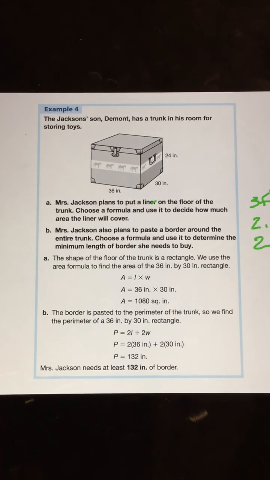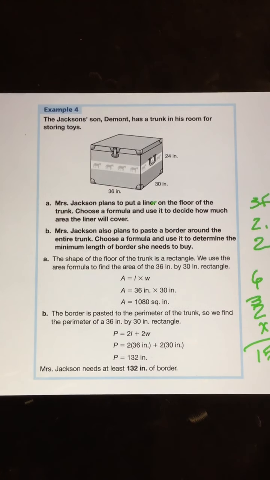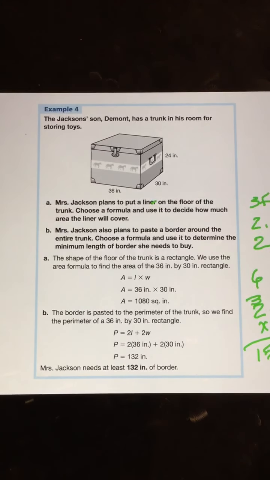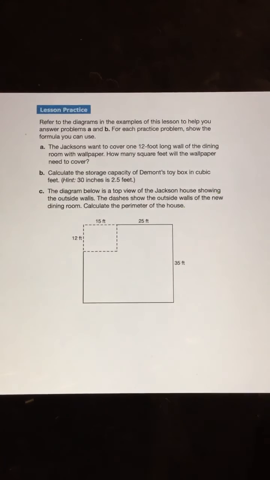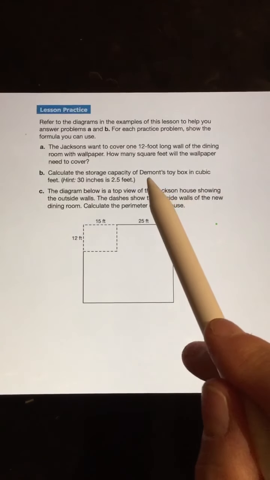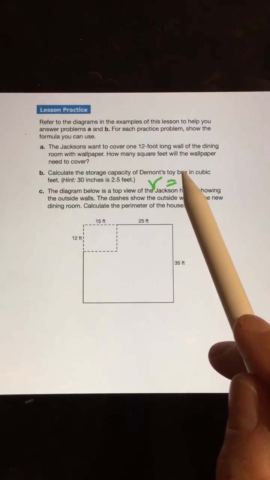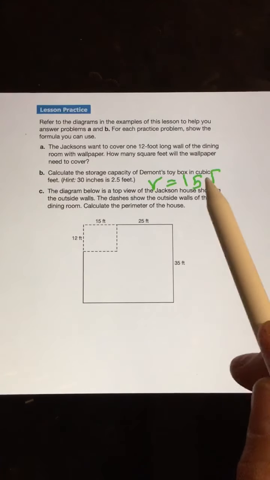So let's do 3 times 2 is 6, right? And then 6 times 2.5. So I'm going to write that right here, 2.5 times 6. 5 times 6 is 30. Or 2 times 6 is 12, plus 3 is 15. So we have the volume of that box is going to be equal to 15 cubic feet.